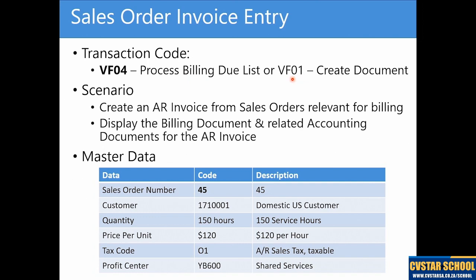So the scenario here is we want to create AR invoices from sales orders that are relevant for billing, and then after that we're going to display the billing document and related accounting documents for the invoice. For the master data, although we're going to run the billing due list for multiple orders, we're just going to invoice this one order here, number 45. And this is just some master data describing the price and the quantity that we're going to be invoicing. So let's go ahead and look at that.